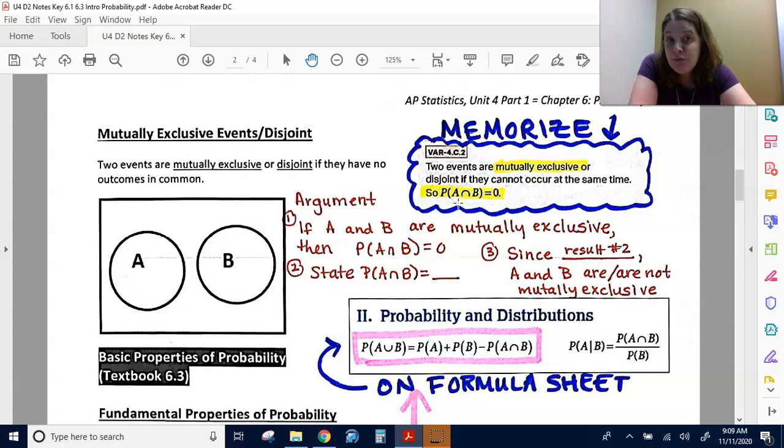If I was asked to prove mathematically that 2 events were mutually exclusive, I would word my argument like this. I would say, if A and B are mutually exclusive, then I would expect the probability of A and B to be 0. And then I would find the probability of A and B. I'd say the probability of A and B is this number. Maybe it's 0, maybe it's something else, like 23%. And then, since that's what you got, I would say A and B are mutually exclusive, or they're not.